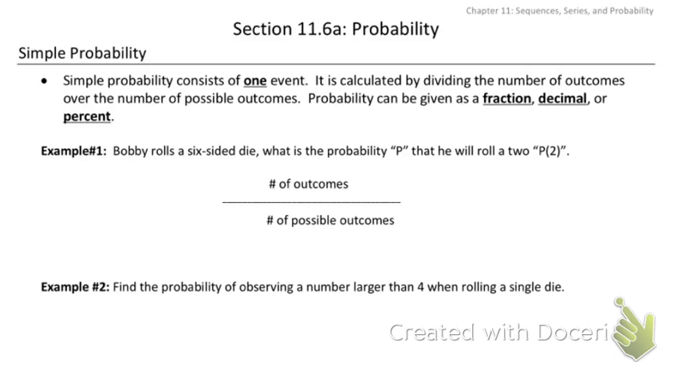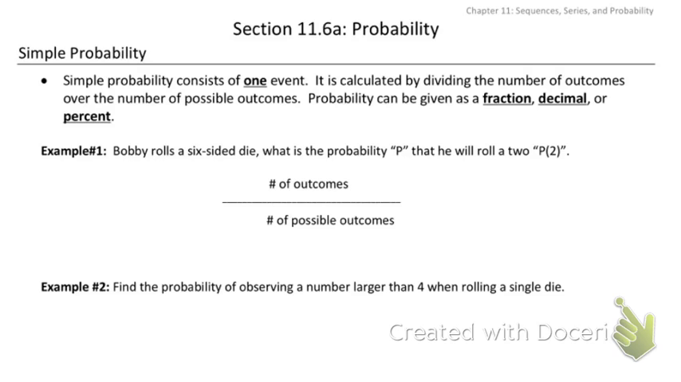I'm going to roll one die. What's the probability of being a 4? This is calculated by dividing the number of outcomes over the number of possible outcomes. So if I want to flip tails, you have one outcome. Tails is successful. You have two possible outcomes, so the probability of getting tails would be 1 over 2, or 50%.